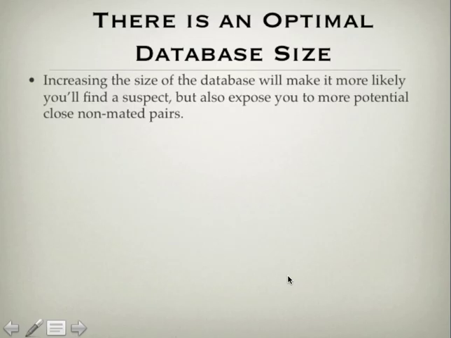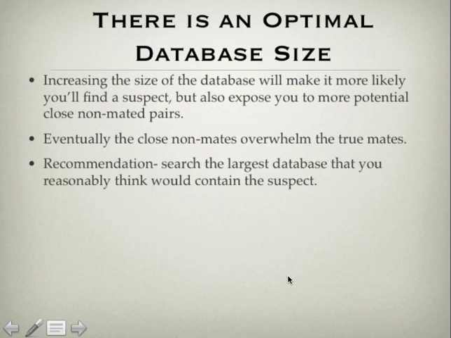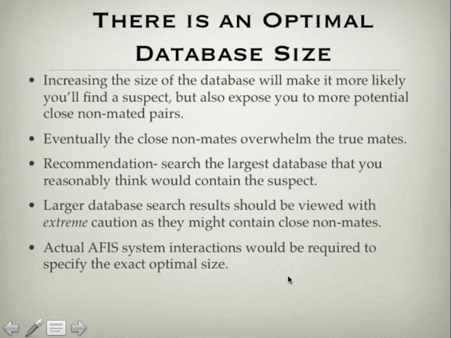So there is an optimal database size. Increasing the size of the database will make it more likely you'll find a suspect, but also expose you to more potential close non-mated pairs. Eventually, the close non-mates overwhelm the true mates, and our recommendation is to search the largest database that you reasonably think would contain the suspects, because larger database search results should be viewed only with extreme caution, as they might contain close non-mates. Now, an actual AFIS system interaction would be required to specify the exact optimal size, so we don't really know exactly how big is too big.